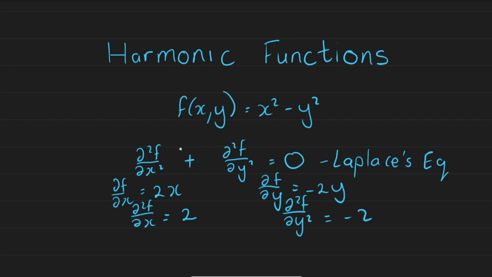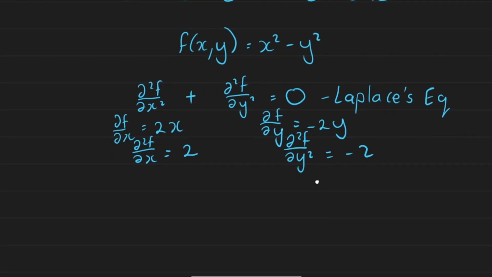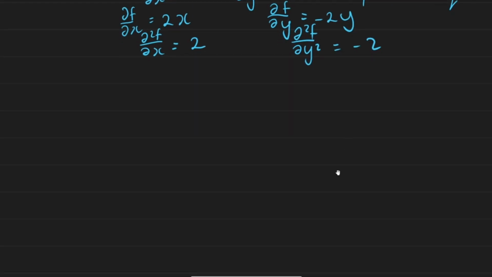When a function satisfies Laplace's equation, it's called a harmonic function. So in this instance, f is a harmonic function because this condition, Laplace's equation, holds. So how does this apply to the complex plane, and what does this have to do with complex variables?